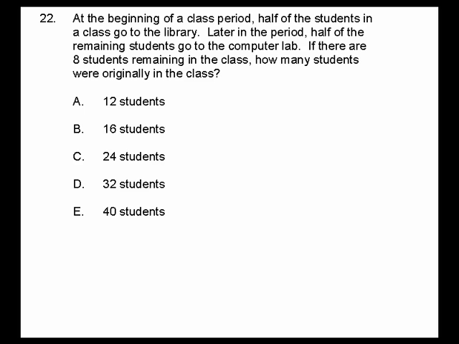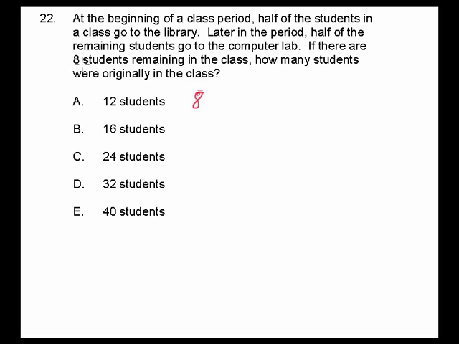We're going to look at 2 different methods to solve this problem. The first method I'm going to just call reverse logical arguments or reverse logical procedure. That is, we're going to start from the remaining students. That is, we have 8 remaining students in the class.